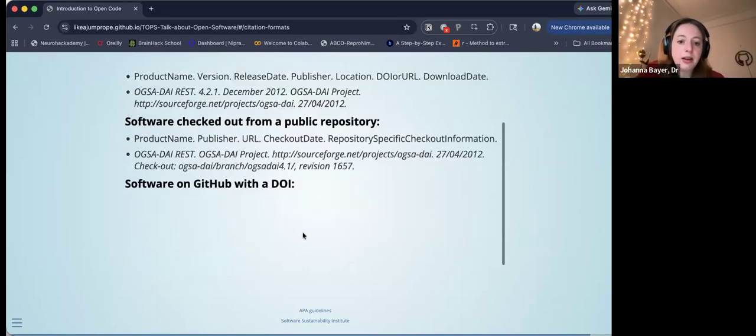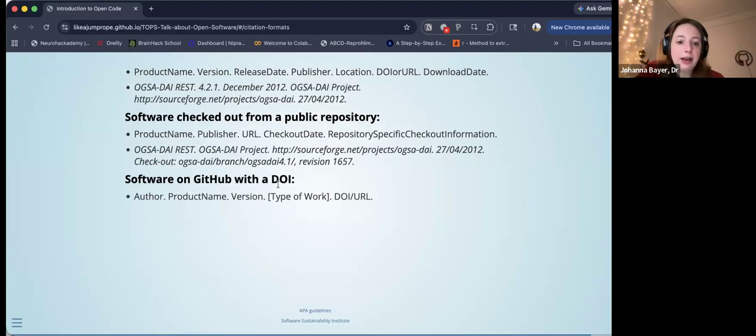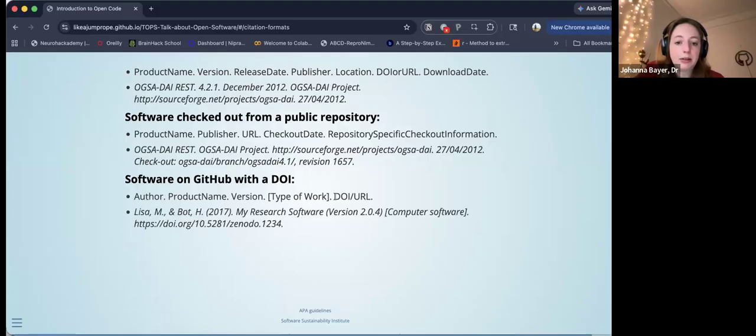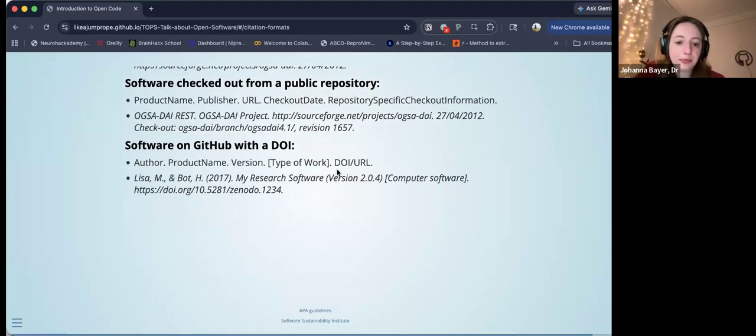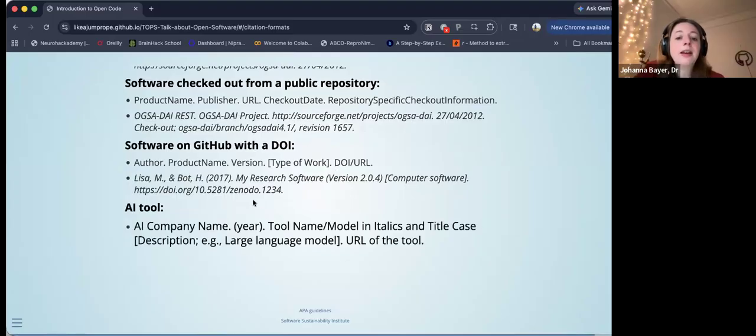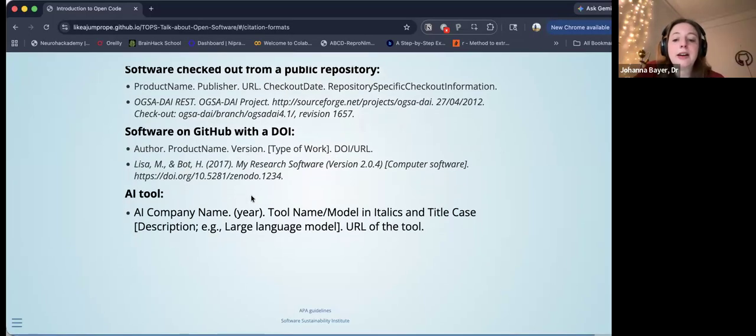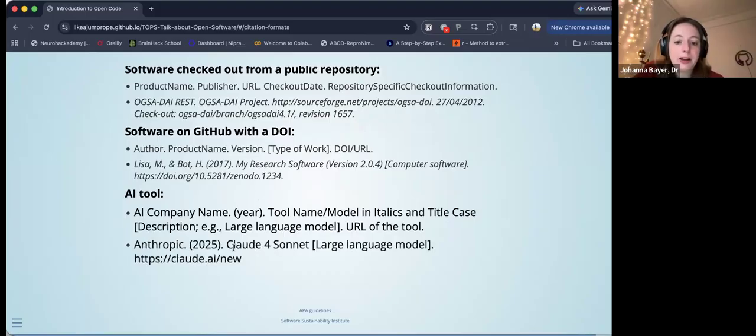On GitHub with a DOI: author, product name, version, DOI. This is also like sometimes there are different citation formats. And then, I found this and I added this year. You can now also cite AI tools. For example, Anthropic, Claude Sonnet, so that would be the model. And then a DOI or a URL.